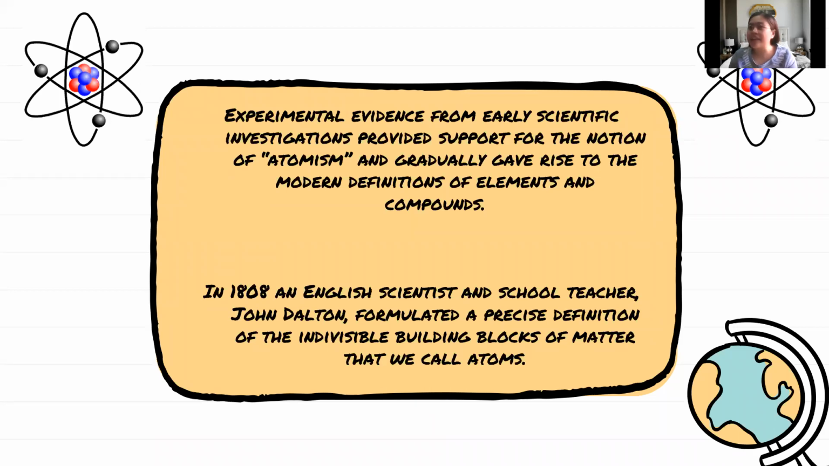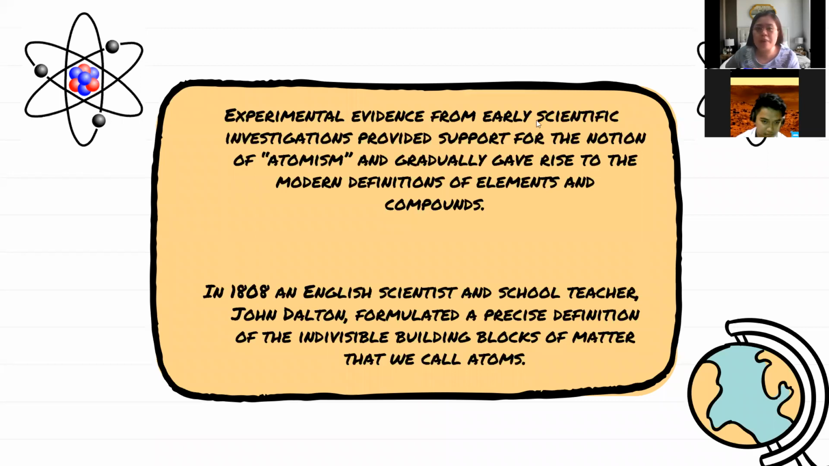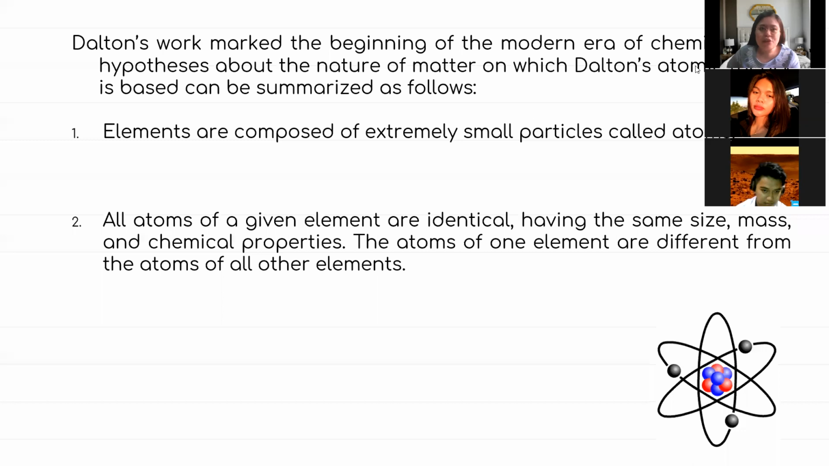So after Democritus, we have another name here, John Dalton. He was an English scientist and at the same time a school teacher. So what did he do? He formulated a precise definition of the indivisible building blocks of matter that we call atoms. Because it only started with Democritus, who said there are indivisible particles. But for the definite description of what an atom really is, it was John Dalton who made that description. So let's summarize the work of Dalton.